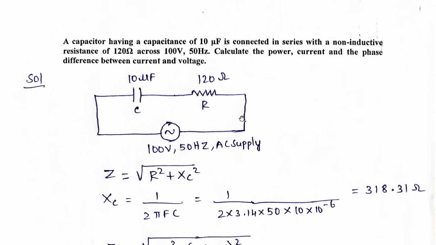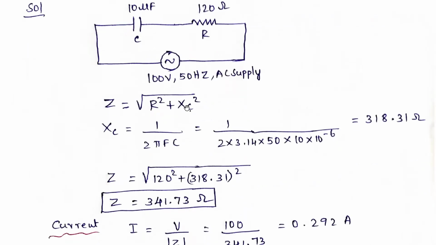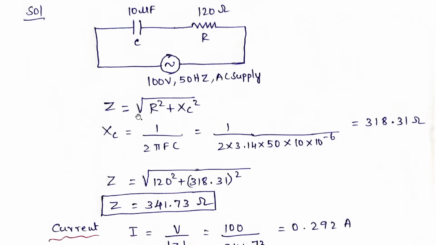So first we frame the circuit. What is given, we already know: C is given, R is given, frequency is given, and the voltage is given. Now we need to calculate power, current, and phase difference. For calculating the power, first we need to calculate the impedance. Impedance Z is equal to root of R square plus XC square. Since capacitance is given, it is XC square.